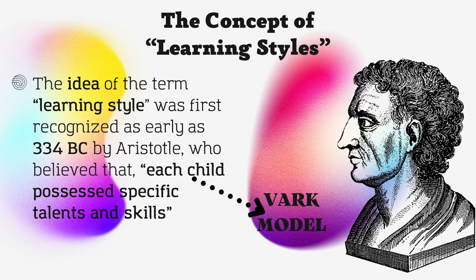Over a long period, different scientists have been trying to find the best ways for students' learning. In such a way appeared one of the most popular theories, called the VARK model. This model was designed by Neil Fleming in 1987. It defines four main types of learners. First is visual, second is auditory, third is reading and writing, and the last, fourth, is kinesthetic.